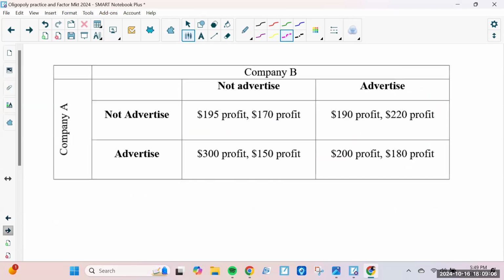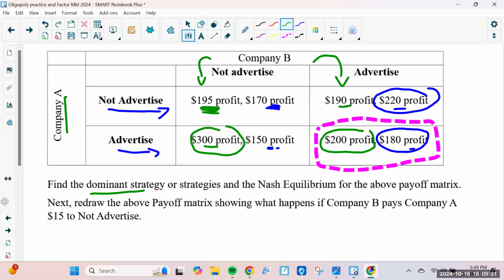So they want you to redraw the payoff matrix. B pays A $15 to not advertise. Now, you wouldn't draw all of these numbers, but I'm just going to show you what's going to change here. What we're looking at is all of the not advertising ones.